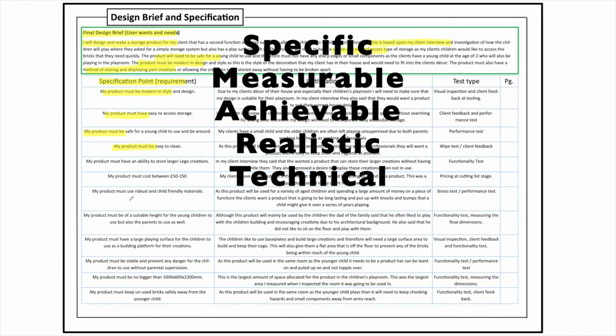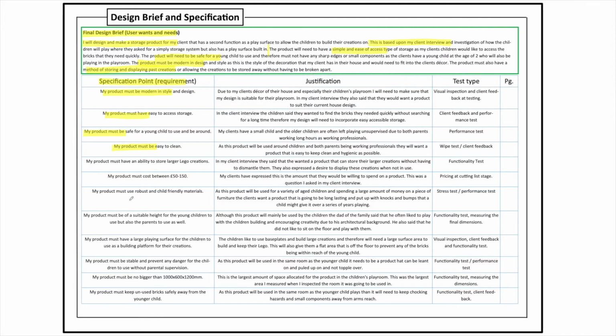Also, your specification points need to be SMART. And what I mean by that is specific, measurable, achievable, realistic, and technical. So for example, the cost is a very realistic, achievable, and measurable target because I can measure how much my product costs at the end of it, and it's realistic because it's within a realistic budget. I'm not asking for £1,000 or 2,000 or 10,000 or even £1,000,000 for a storage piece of furniture. It's a reasonable price. So you need to make sure your specification points are SMART.